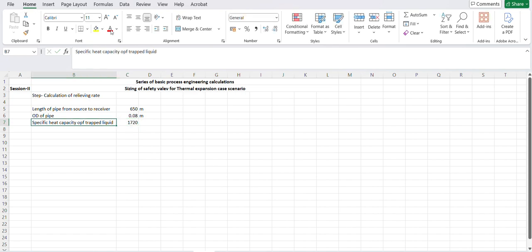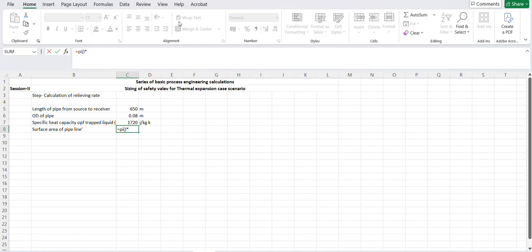Then we consider the specific heat of the trapped liquid, as we have considered xylene. So we'll consider other process parameters of xylene. Specific heat of xylene in joule per kg Kelvin. Then based on the length and the OD, we can calculate the surface area, which is required for the calculation of relieving rate. That is, surface area equals pi into d into L, in meter square.